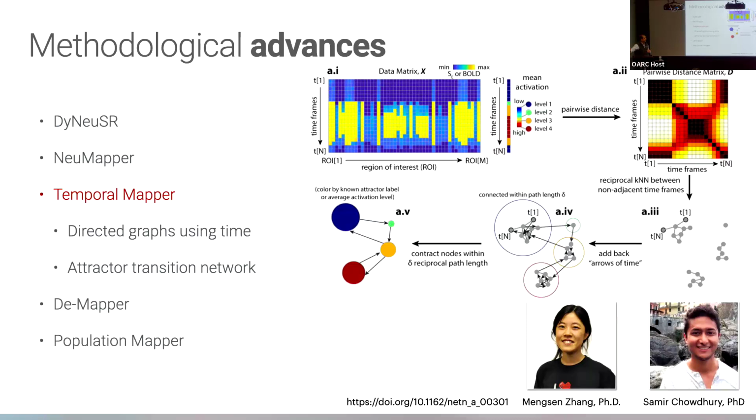And she showed, using virtual brain biophysical modeling, that in the biophysical model she simulated transitions in arousal, like global coupling, and showed that temporal mapper picked it up exactly, as compared to dynamical functional activity analysis, which could not pick it up. That was very cool stuff.